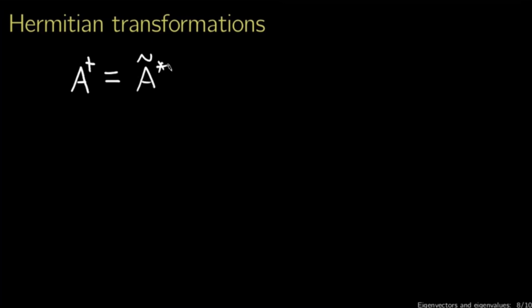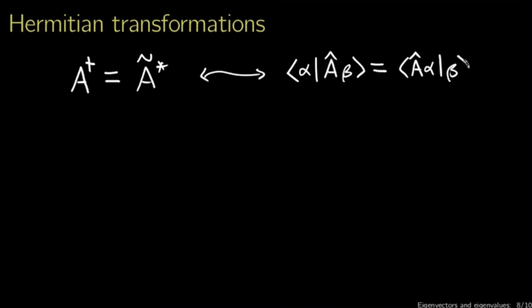There's another way of defining this, and in terms of transformations, the best way to think about this is as an inner product. Suppose I have some vector alpha, and I'm going to take the inner product of that vector with what I get when I apply some transformation A to a vector beta. If a transformation is Hermitian, we have that this is equal to A hat acting on alpha, inner product with beta. Sorry, this is not just A hat, this is the Hermitian conjugate of A hat.